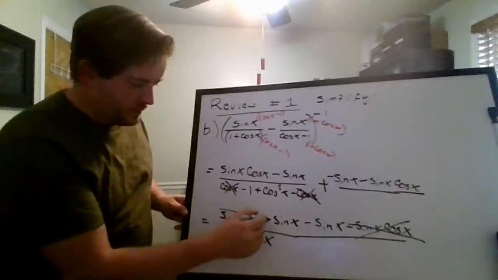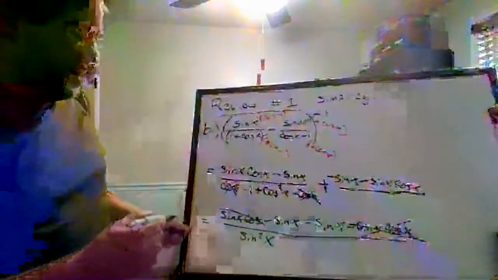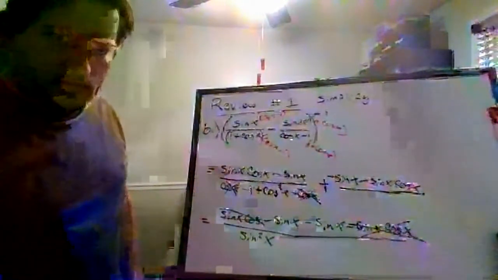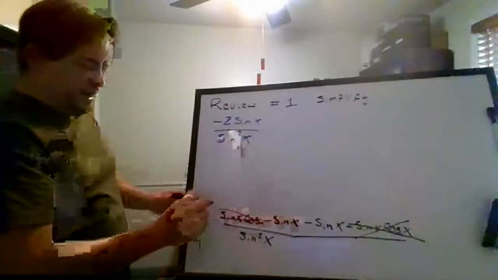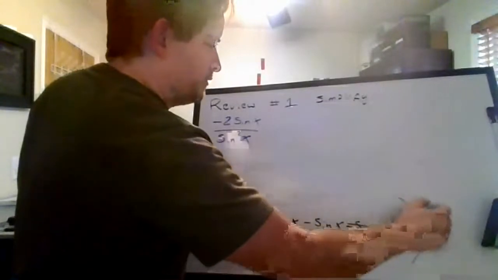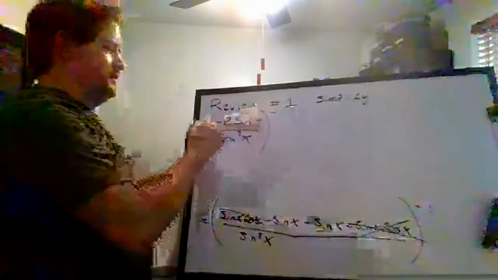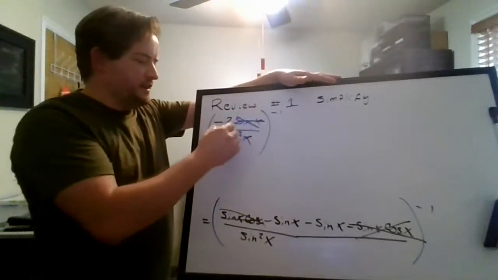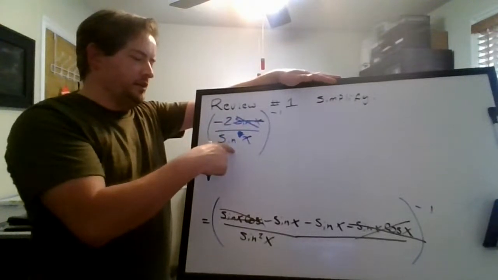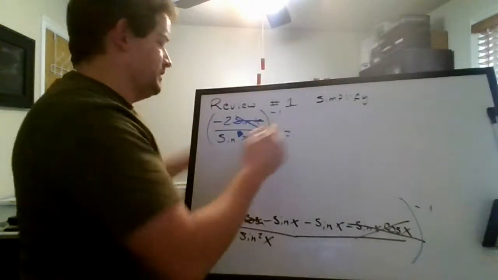And I'm left with negative sine of x. I kind of erased or overwrote that. Negative sine of x, negative sine of x. That's just -2 sine of x. So if you need this, pause your video. This, we said, turns into -2 sine of x over sine squared of x. Right? And the one thing I haven't been writing is that this is all still to the -1. Right? But I can simplify inside this parentheses. A sine of x kills one of the sines of x in the denominator, but it leaves one.